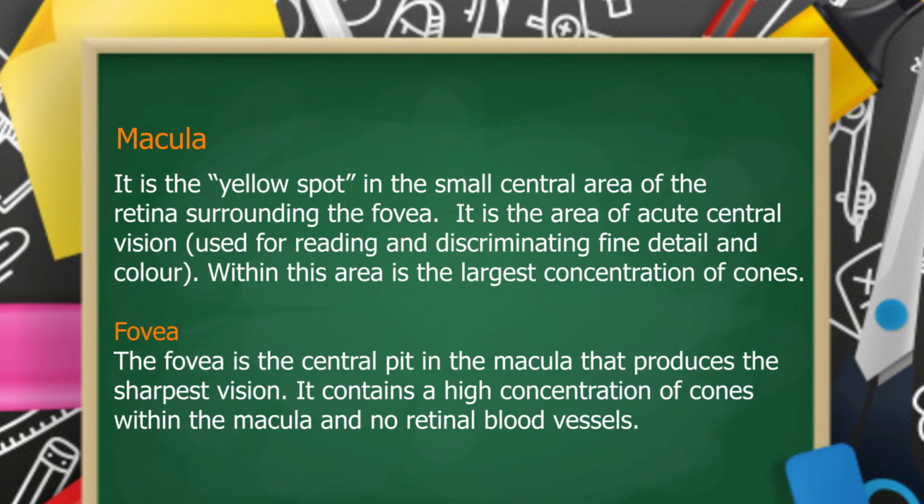Let us look at the fovea. The fovea is a central pit in the macula that produces the sharpest vision. It contains a high concentration of cones within the macula and no retinal blood vessels.